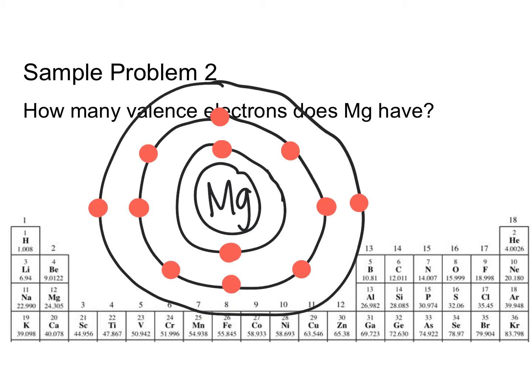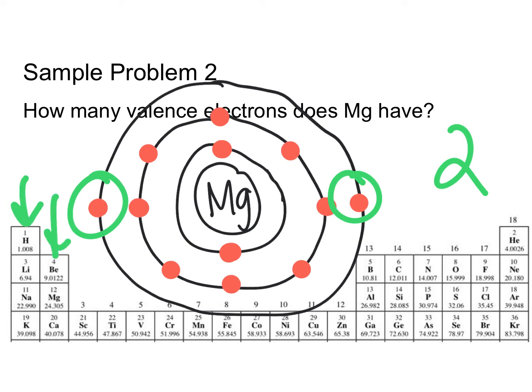Now, if we're counting the number of valence electrons, we see on our outer circle we have 1, 2 valence electrons, and magnesium is in the 2nd column, so we are correct.